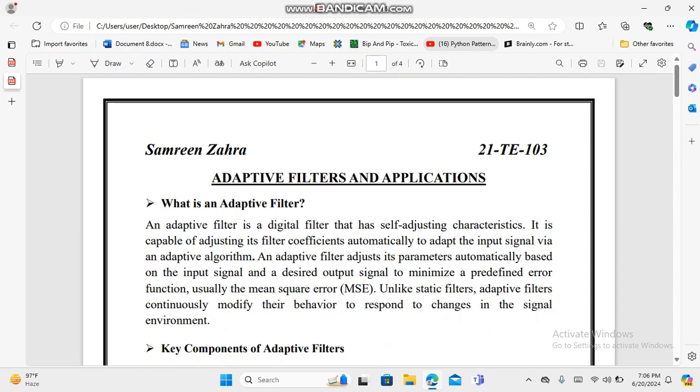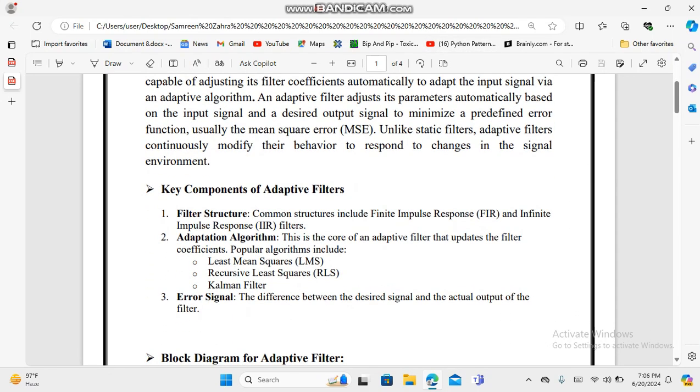Key components of adaptive filters. Adaptive filters have three major key components: filter structure, adaptive algorithms, and error signal. In filter structures, common structures include finite impulse response and infinite impulse response. Adaptive algorithms are the core of adaptive filters that update the filter coefficients. Popularly, there are three major algorithms: least mean square, recursive least squares, and Kalman filter. And lastly, the error signal is the difference between the desired signal and the actual output of the filter.